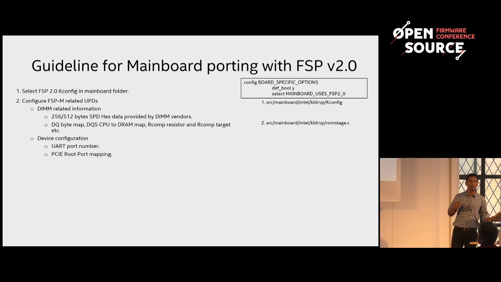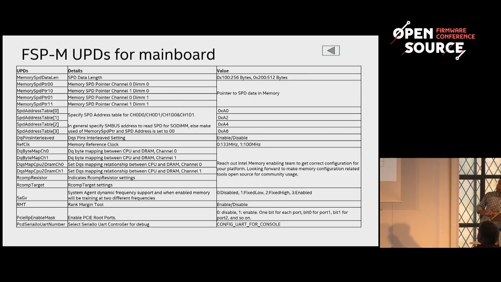For example, if you have a memory-down solution, you may need to get your SPD data from your vendor. Or if you have a SODIMM kind of configuration, which you typically find in Intel RVPs, you can read the SPD via the SMBus interface. So why don't we go to the sample UPDs? These are the most used UPDs we have in FSPM, right?